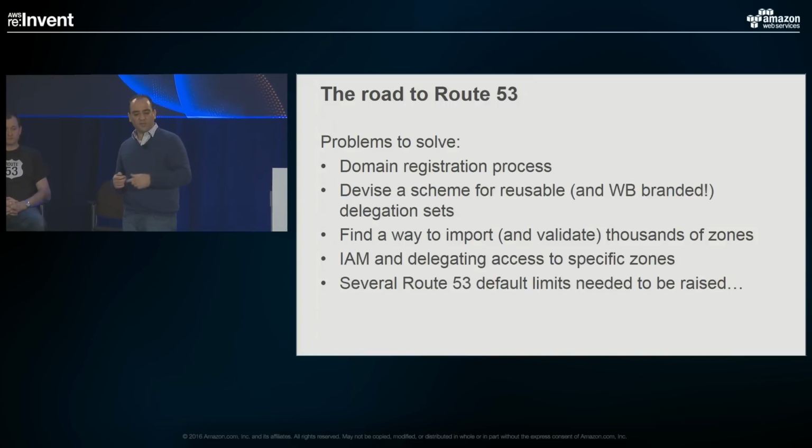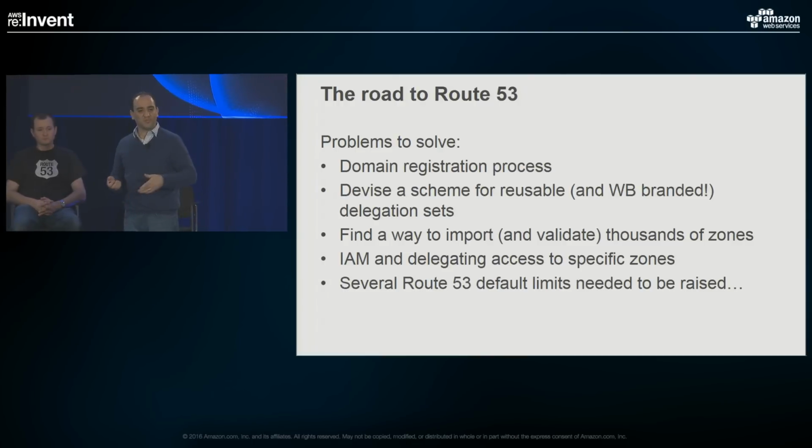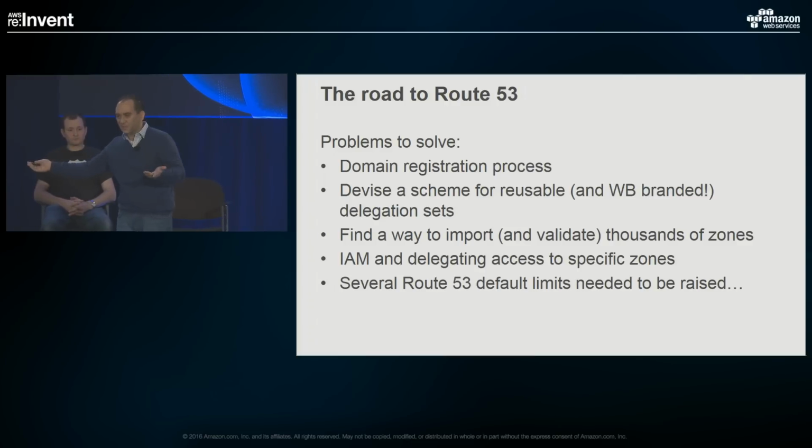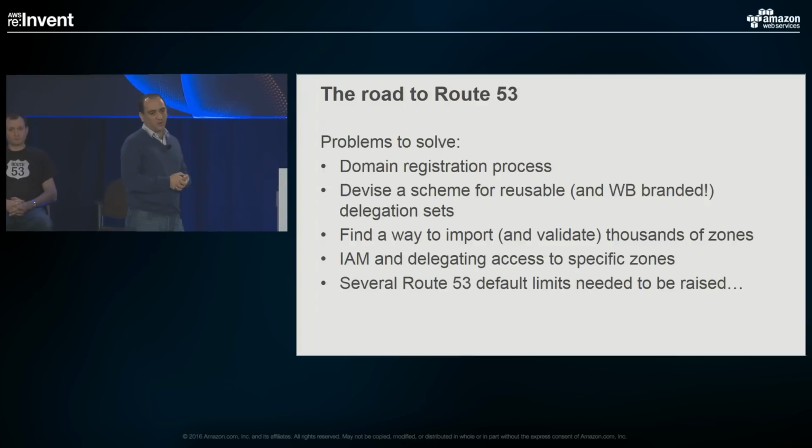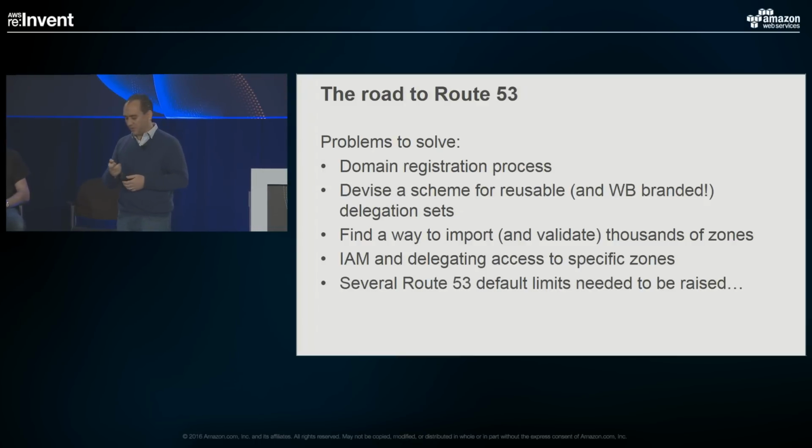Then we also had to verify that IAM and zone delegation works exactly as advertised, because what would be the point of moving to Route 53 and then not be able to give someone self-service to manage their own zone? Kind of defeats the purpose, so we had to check that box. And then we had to worry about raising several Route 53 default limits.